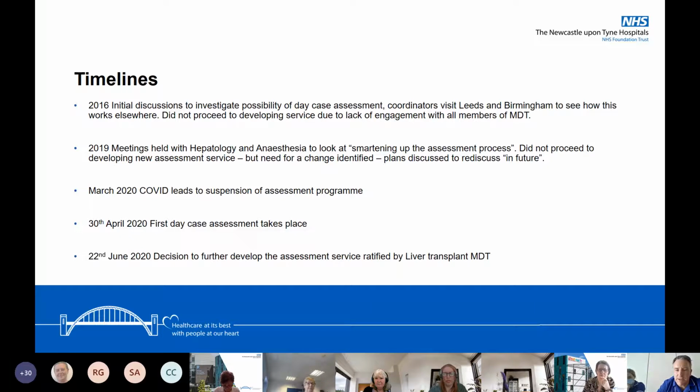And we very quickly had to come up with a new way of assessing patients who were outpatients who required inpatient beds. So we very quickly threw together a 1 day case assessment and crammed 3 days into 1 day's work. And then we got that ratified by our wider MDT 2 months after we'd started, and that was on the 22nd of June in 2020.